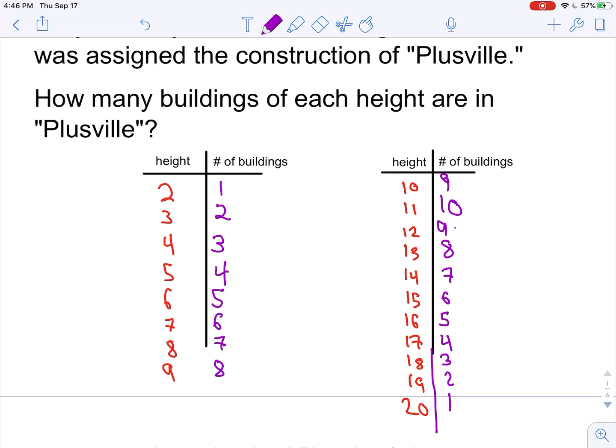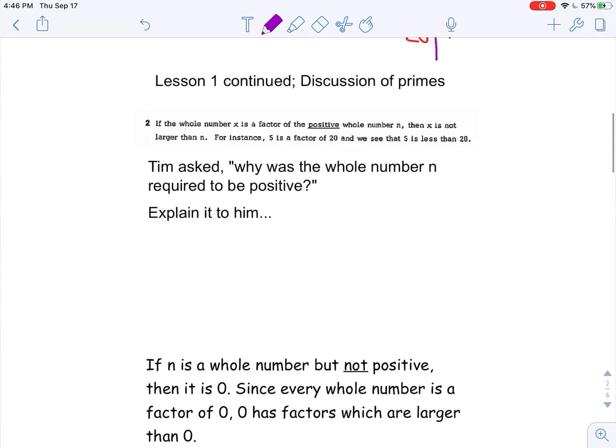11 has 10 buildings, and from that point, it starts counting downwards. Think about it: 1 plus 10, 2 plus 9, 3 plus 8, 4 plus 7, all the way down to 10 plus 1. Yeah, it's going to be 10 buildings.